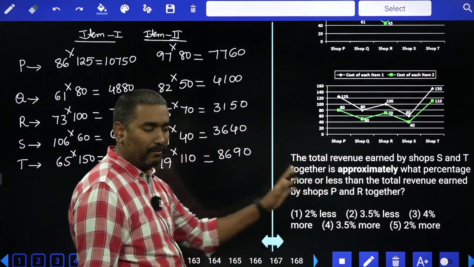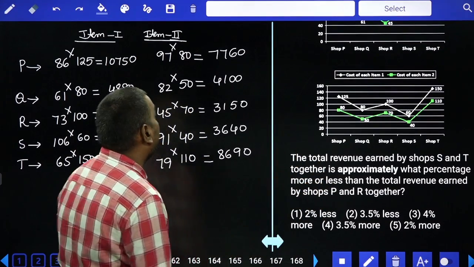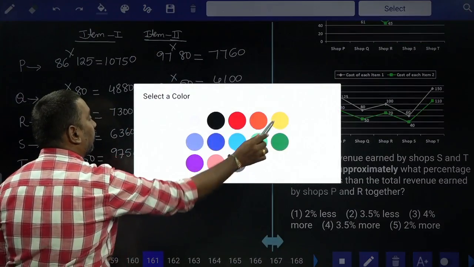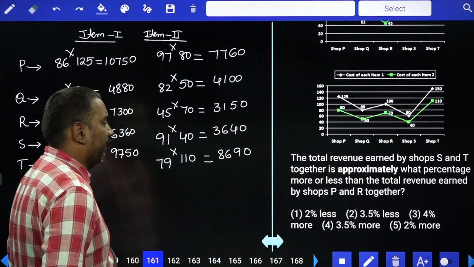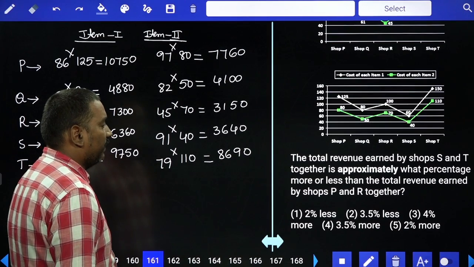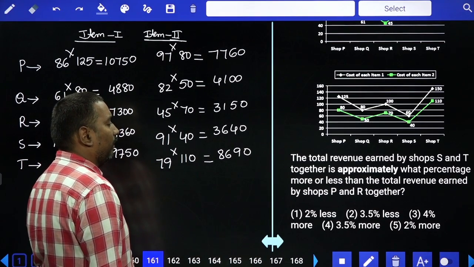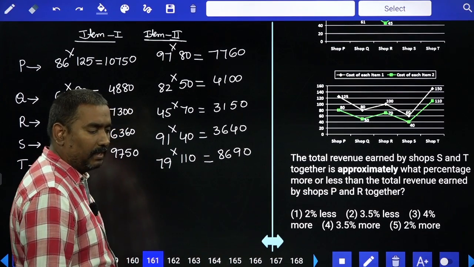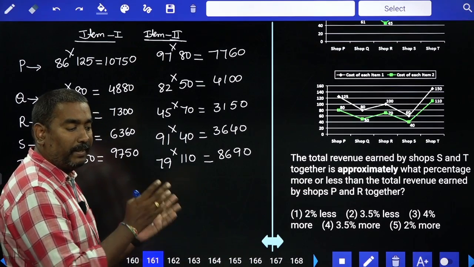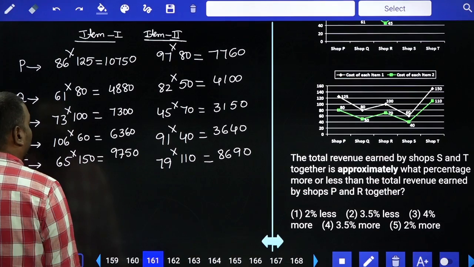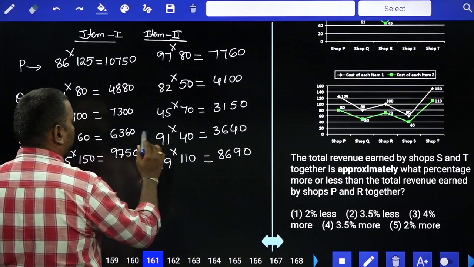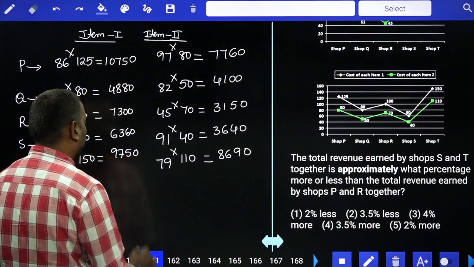Based on this, we have the questions. Next question, let's see. The total revenue earned by shops S and T together is approximately what percentage more or lesser than the total revenue generated by P and R together? Total revenue means shop item 1 plus item 2 together. S and T they said. Here 6,360, there 3,640.